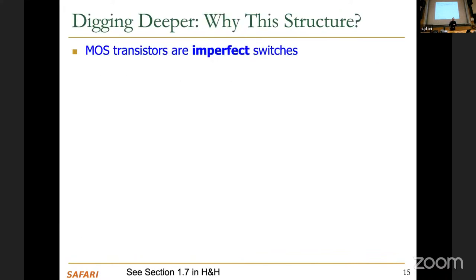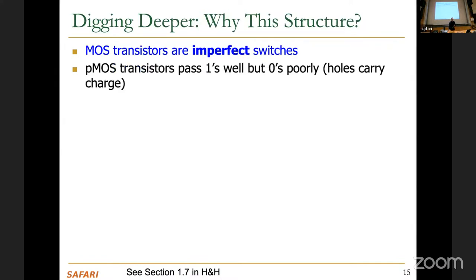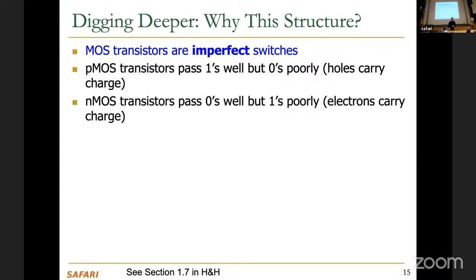Okay, so why do we have this structure? I've already talked about this and harped on it. Basically, these transistors are imperfect switches. PMOS transistors pass ones well and zeros poorly because what carries charge is holes in PMOS. And these actually carry charge relatively slowly compared to electrons. So PMOS transistors turn out to be a little bit slower than NMOS transistors as well. If you want to dig deeper, you'll learn more. NMOS transistors, on the other hand, pass zeros well, but ones poorly, because electrons carry charge and electrons tend to be very fast.